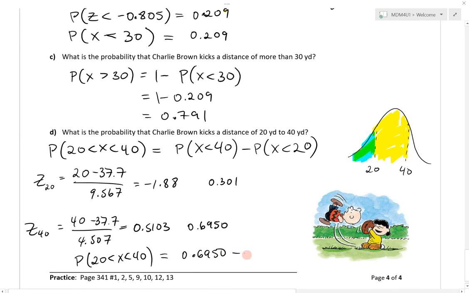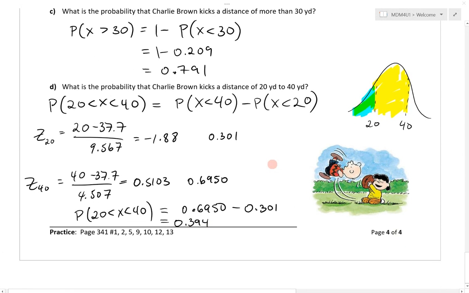So therefore, the probability that x is between 20 and 40 is equal to 0.6950 minus 0.301. And if I take out my calculator, the answer to that is 0.394. So equal to 0.394. So there's a 39% chance that Charlie Brown kicks a ball that goes between 20 to 40 yards. And that ends 7.2.